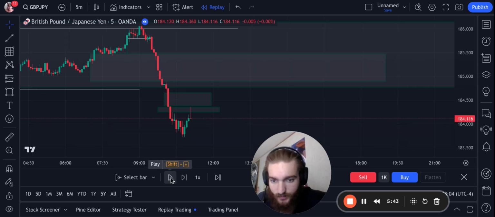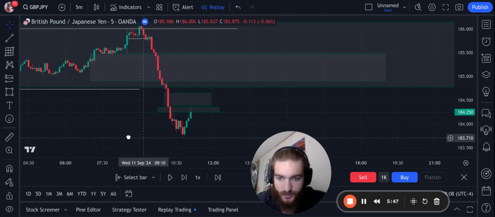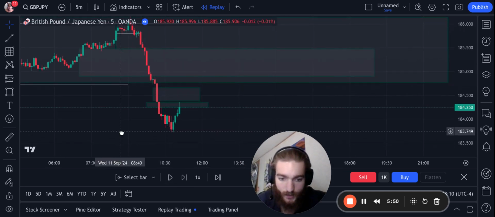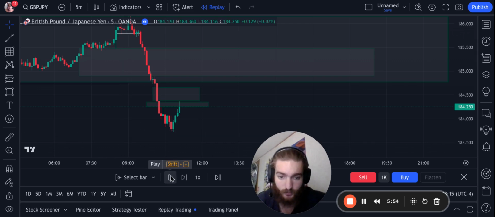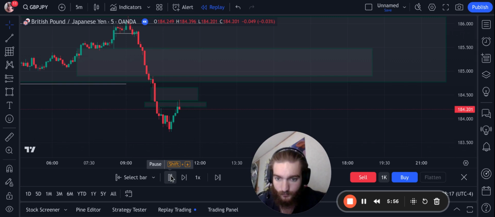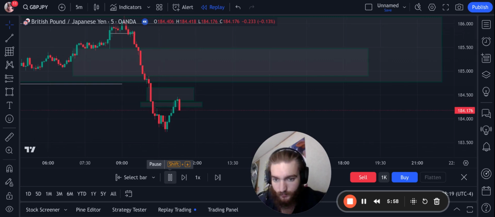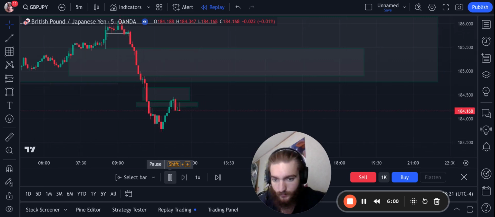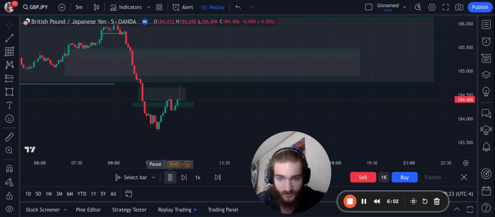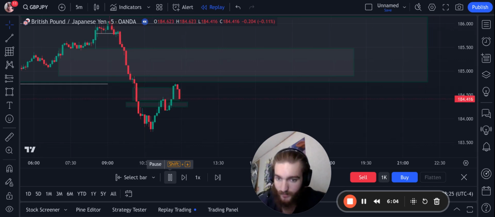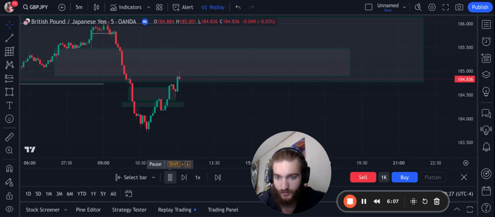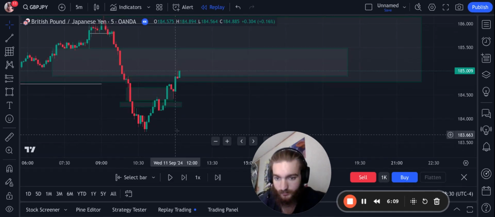Right at that moment, price comes up, okay, shows bullish pressure. So I'm like, okay, now I need a 5-minute break of structure to the downside. And that's what I'm looking for. This entire time, I'm just looking for a 5-minute break of structure to the downside. That's all I'm looking for.